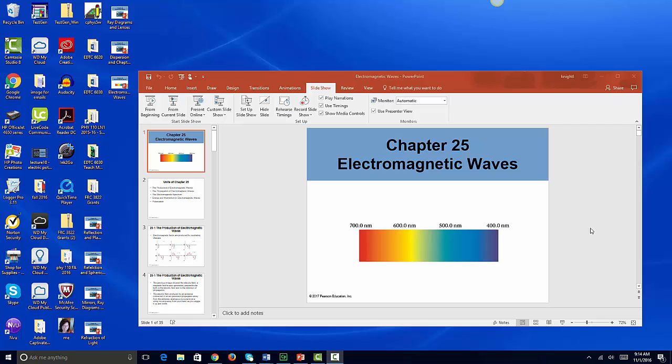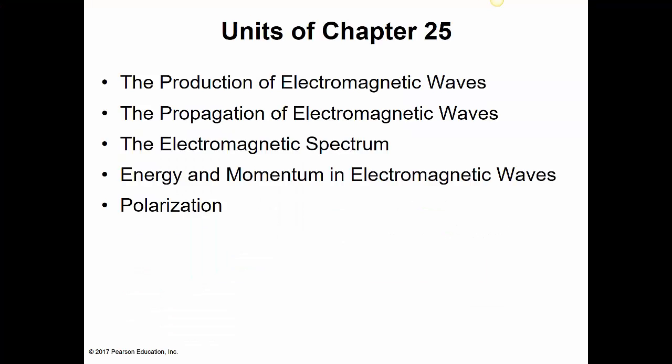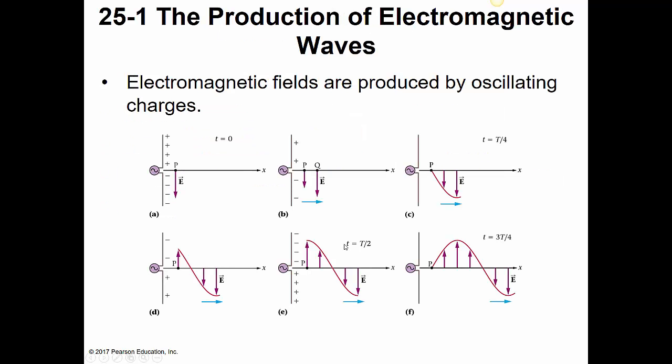This lecture will discuss electromagnetic waves and their properties. Electromagnetic fields are produced by oscillating charges. Imagine that we had a charge oscillating up and down, as illustrated in figures A, B, C, D, E, and F.